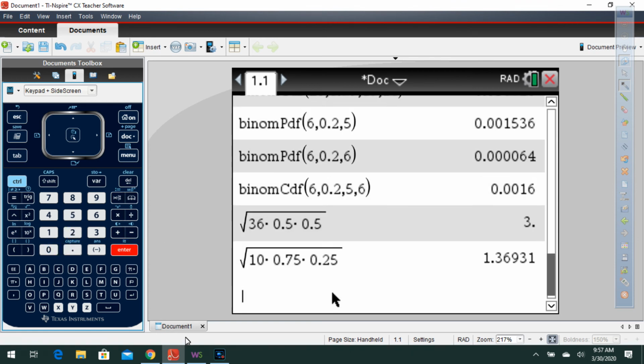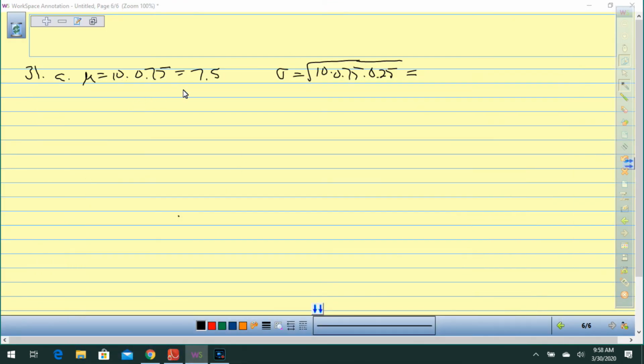We're going to go with 1.4 since these were 1.4. We're going one decimal place on that. B, use the range rule of thumb to find the value separating results that are significantly low or significantly high.